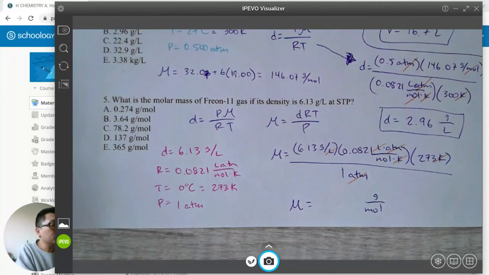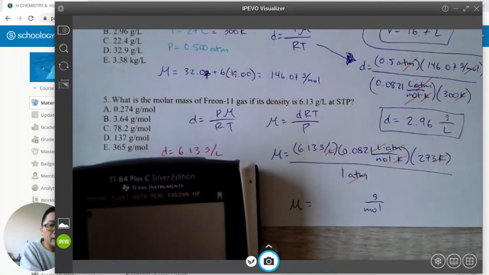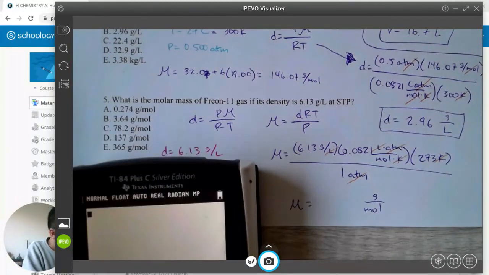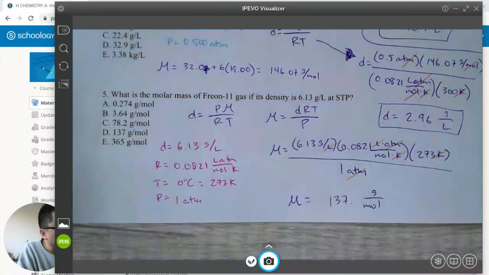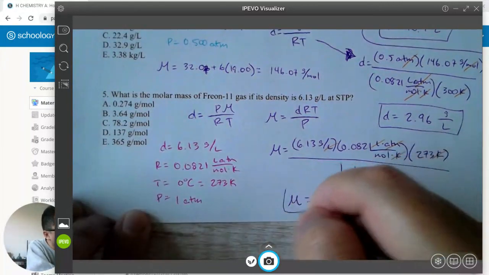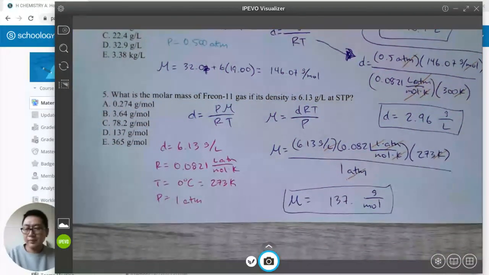It'll be whatever 6.13 times 0.0821 times 273 divided by 1, I didn't have to divide by 1, is, and I got 137 point something. 137, good enough. Oh, look at that, that's one of the choices. 137 grams per mole. And that's it for now.